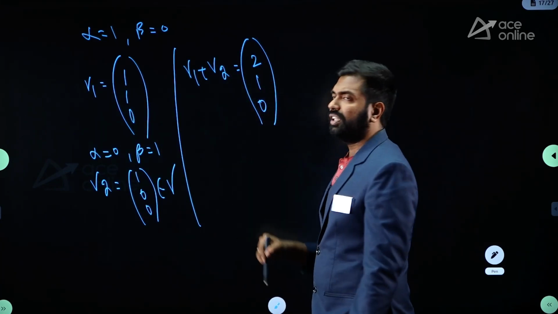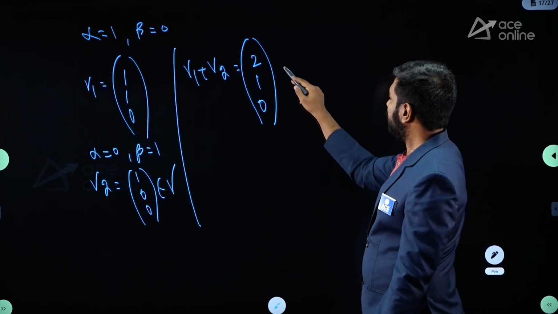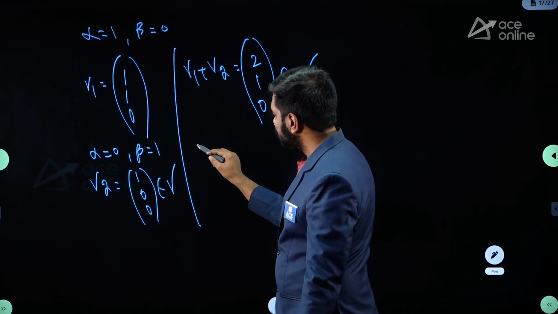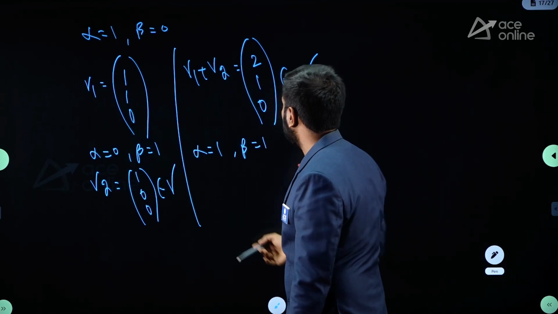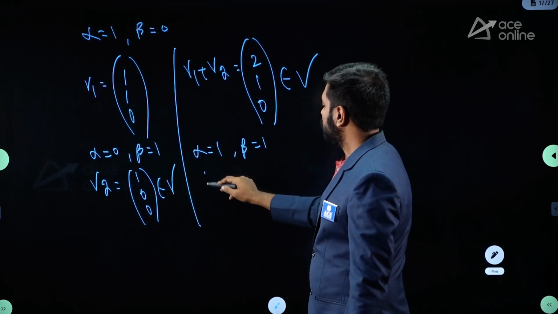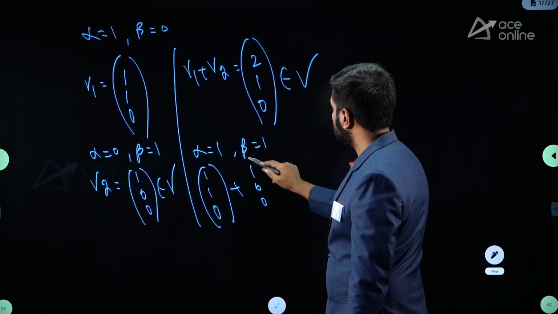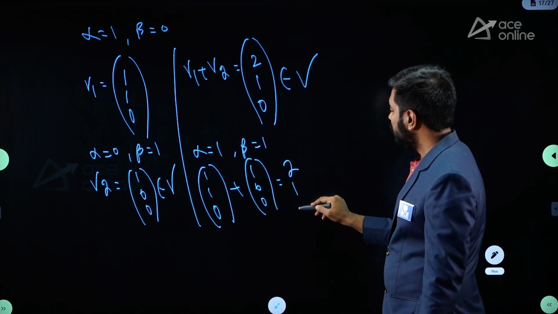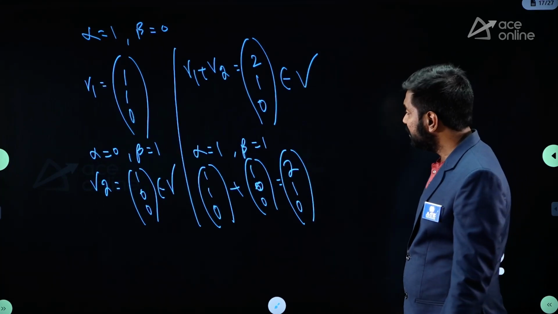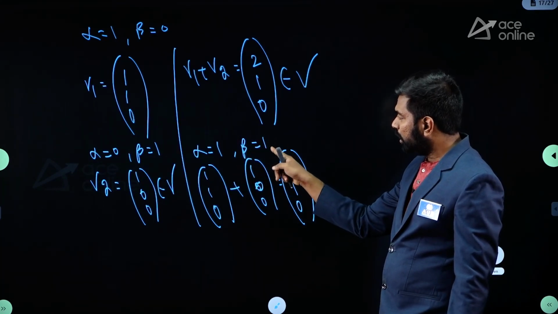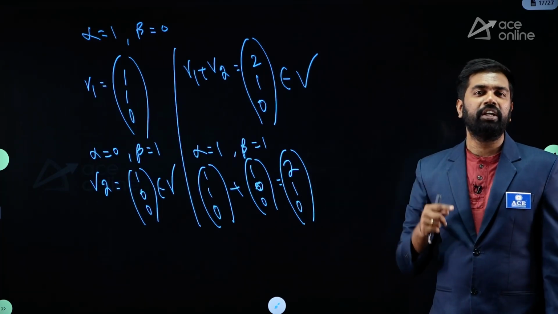Now I want to know whether this will be part of the given set or not. Definitely this will be part of the given set, sir. How do you know, sir? If I take alpha as 1 and beta as 1, let's see what that vector is. It's (1, 1, 0) plus, with beta as 1, (1, 0, 0). How much is this? (2, 1, 0). Is this part of the given set? Yes. Alpha equal to 1 and beta equal to 1 gives me this vector. That means clearly, yes, this is also part of the given set.